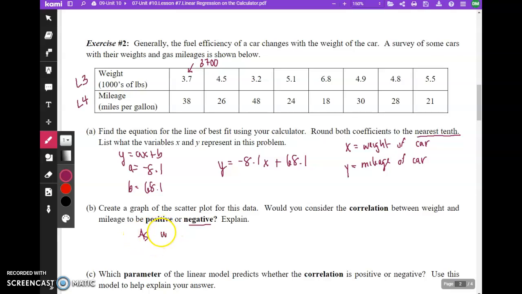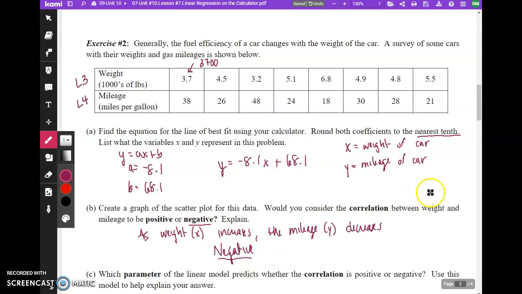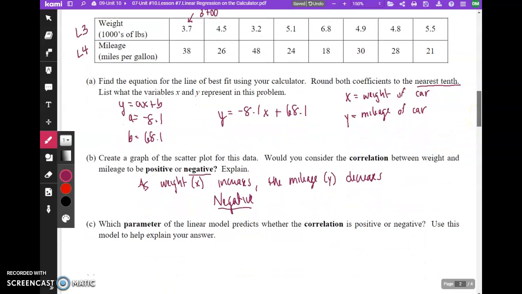As the weight, which is the x, increases, the mileage, which is the y, decreases. So that means it's going to be a negative correlation between them. So the relationship between them is going to be negative. As x increases, y decreases.